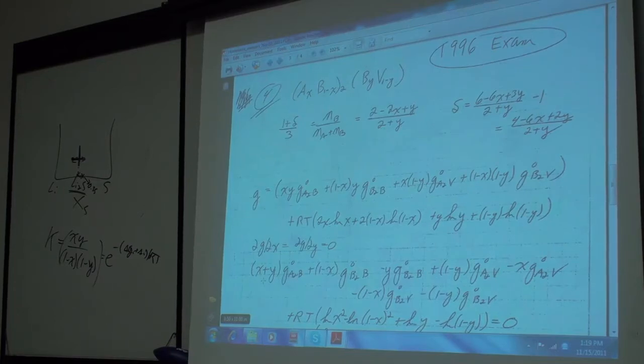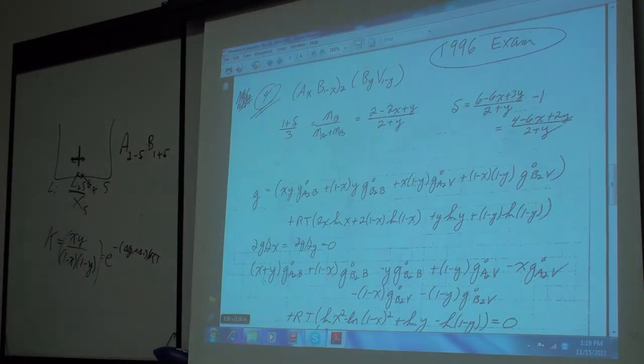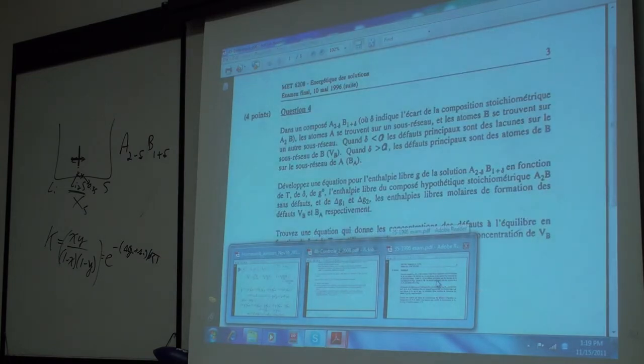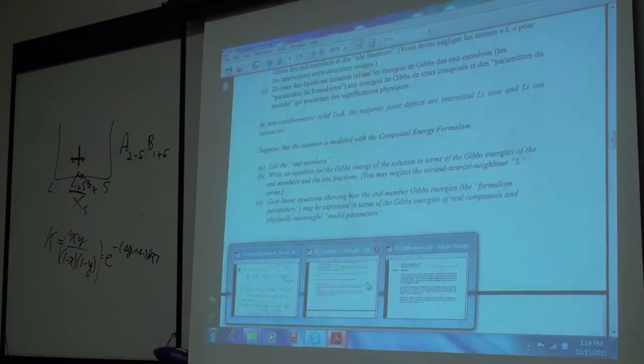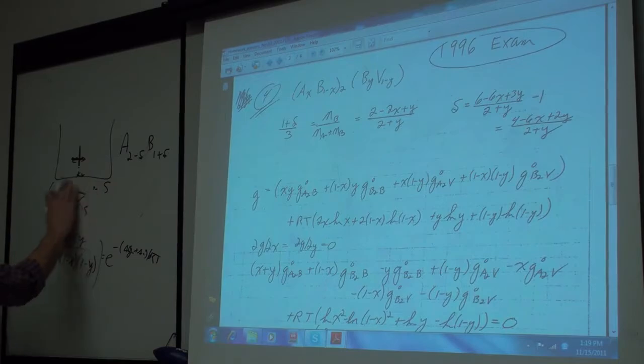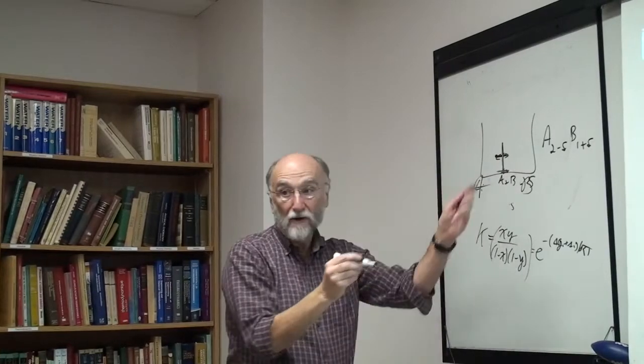It was A2 minus delta, B1 plus delta. That's the stoichiometry. So your compound is A2 minus delta, B1 plus delta. A2B is your stoichiometric compound, and delta tells you where you are on either side.